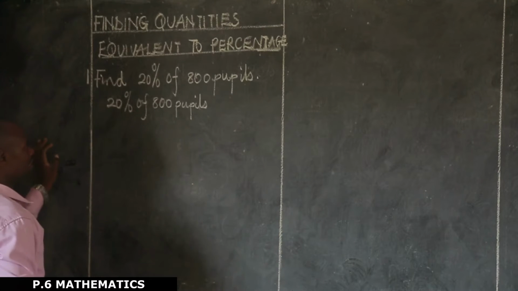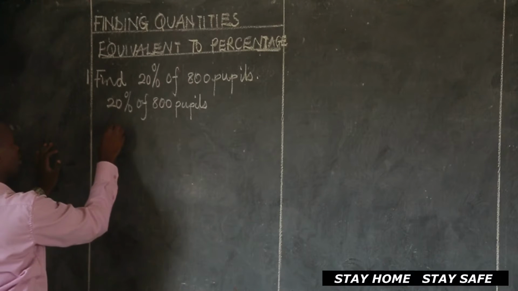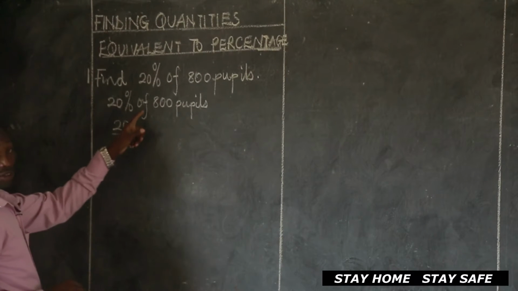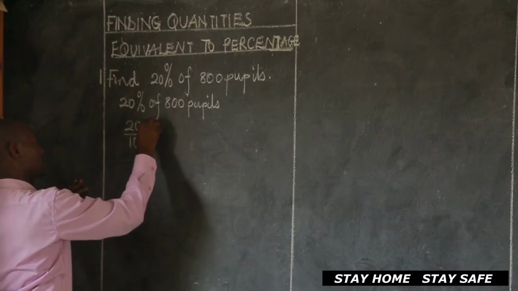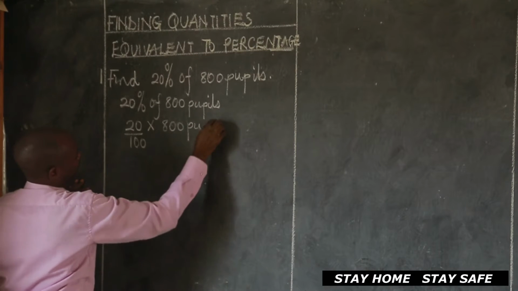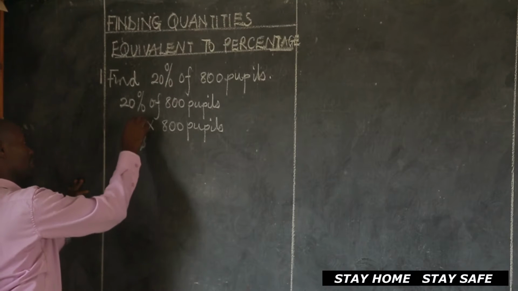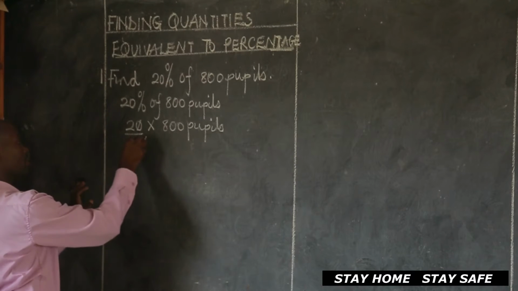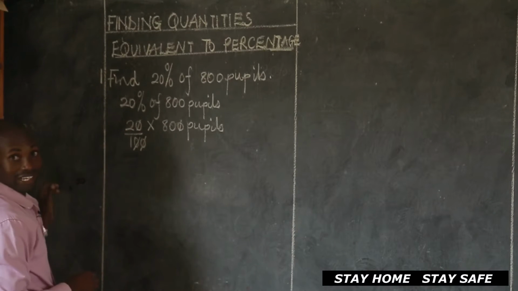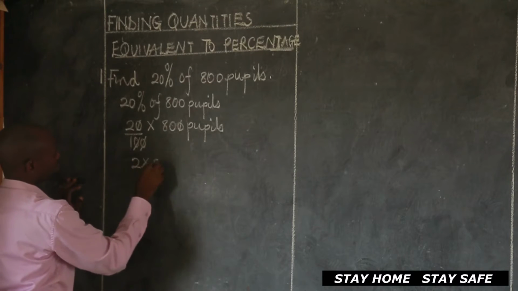So you write 20% as a fraction. We learned the other time that 20% means 20 out of 100. Then "of" mathematically means multiplication, so you multiply it by 800 pupils. Then you reduce. You can cancel this 0 with this one, and this one with that one. So I have remained with 2 out of 1, and any number divided by 1 is that number. So we write 2, then times 80.